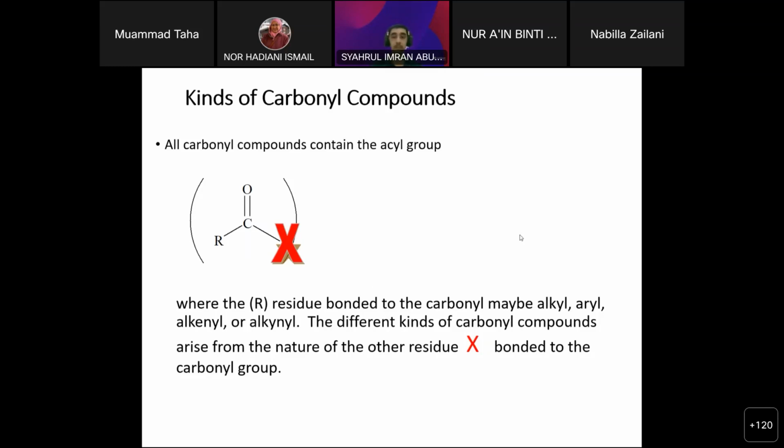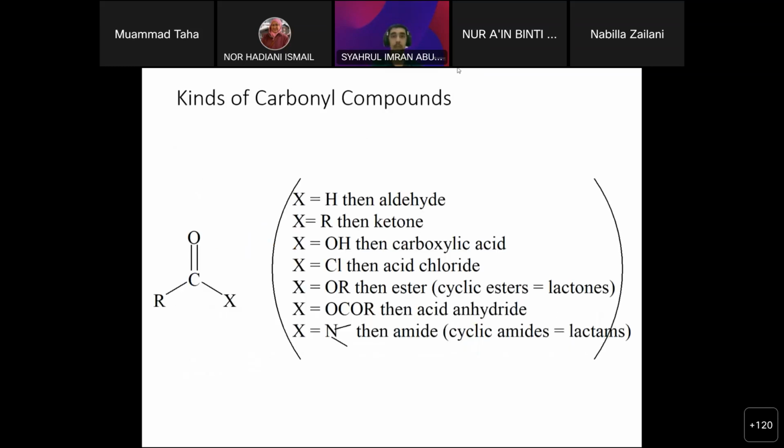Next slide. These are based on the X. If the X is H, then it is an aldehyde. If X is a carbon chain, it is a ketone. The carbon chain can be a simple carbon chain, or it can be an aryl group as well. If it is OH, then it becomes a carboxylic acid, and if it is chlorine or bromine, then it becomes an acid chloride. And then if it is OR, it becomes an ester.